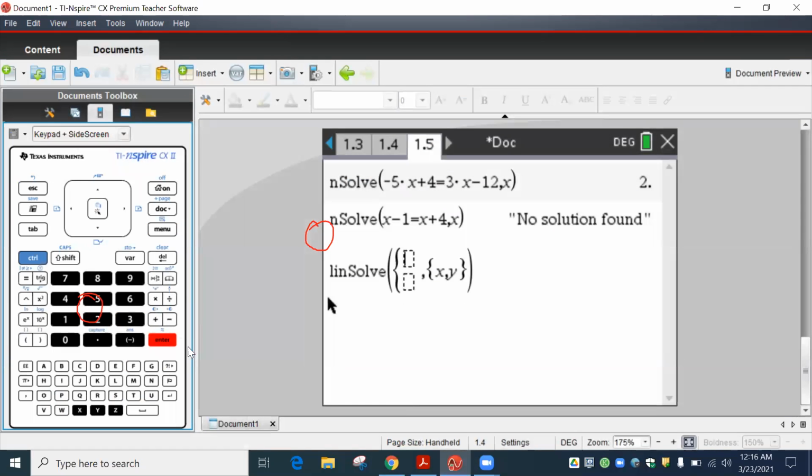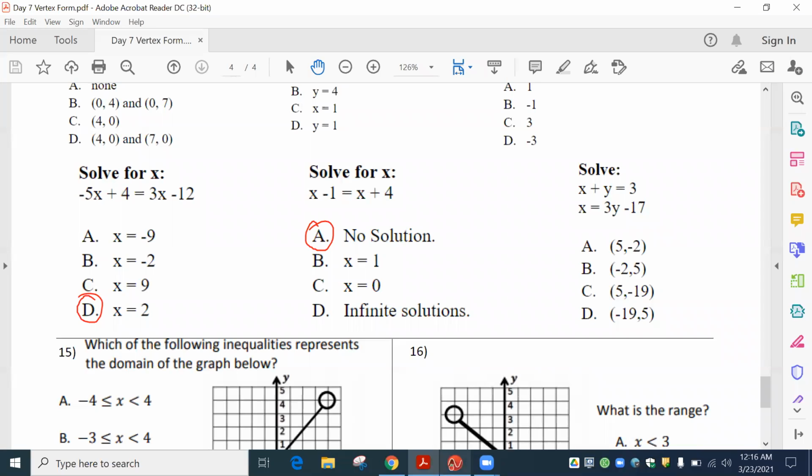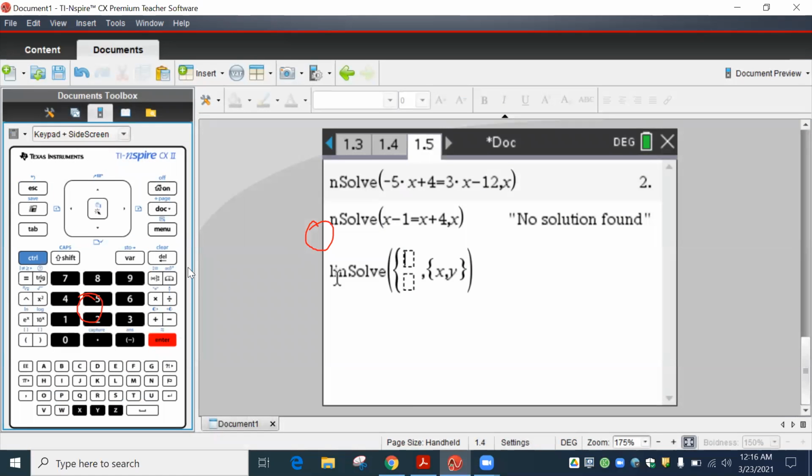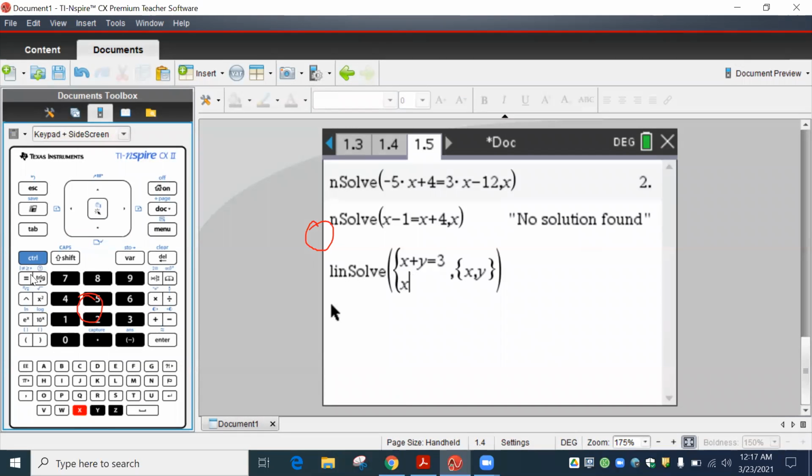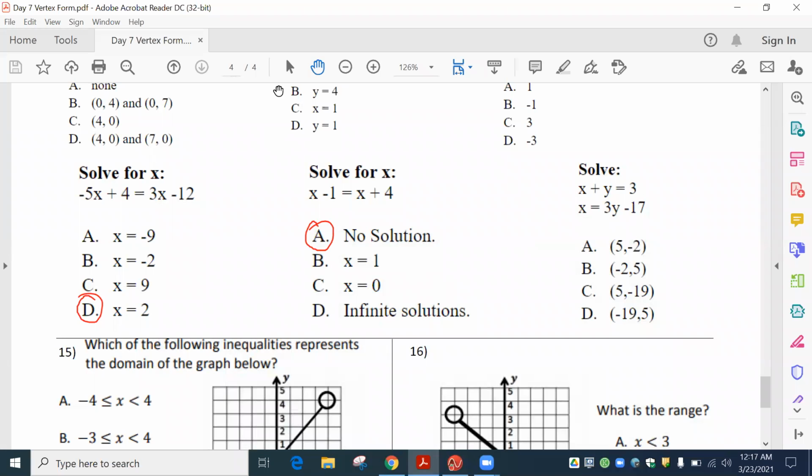I think it was using x and y, so we just hit enter and then we're going to type in x plus y equals 3 on top. Then go down, and on the bottom, we're typing in x equals 3y minus 17. Then we hit enter, and we get the point -2 and 5. All right.